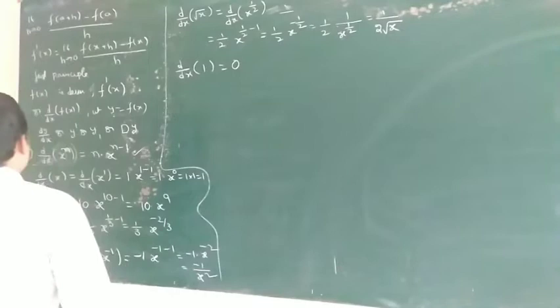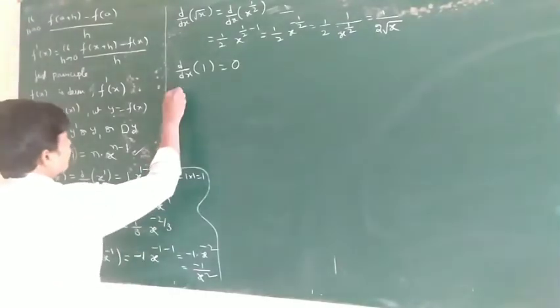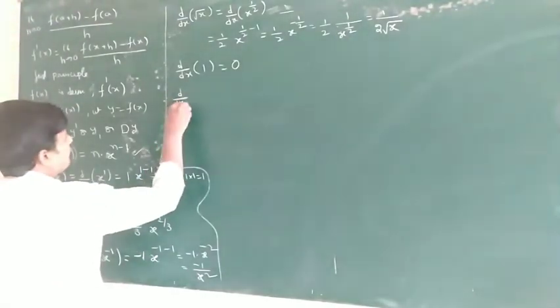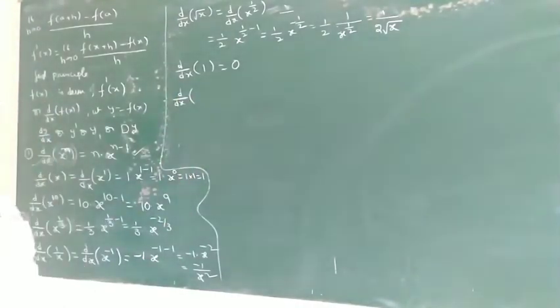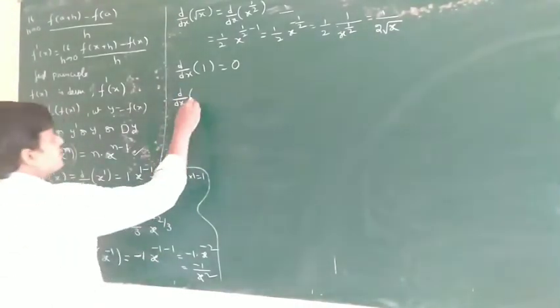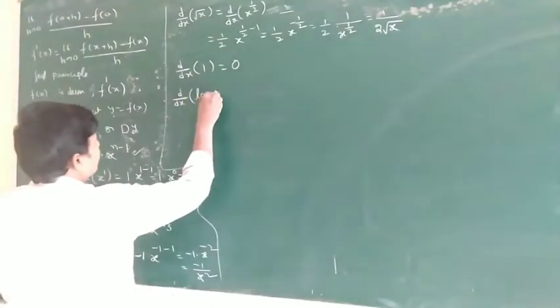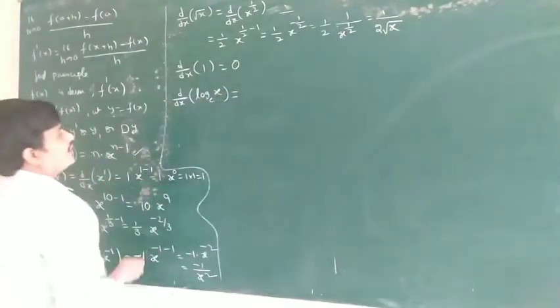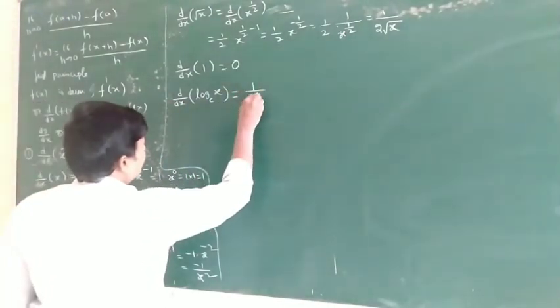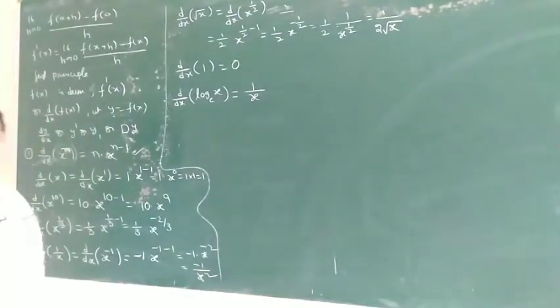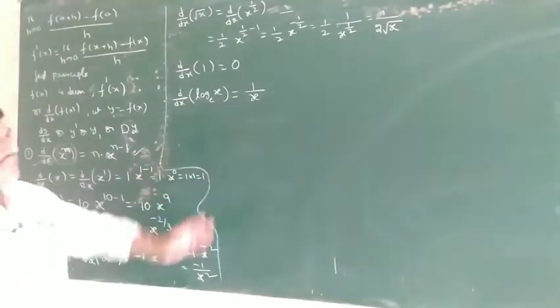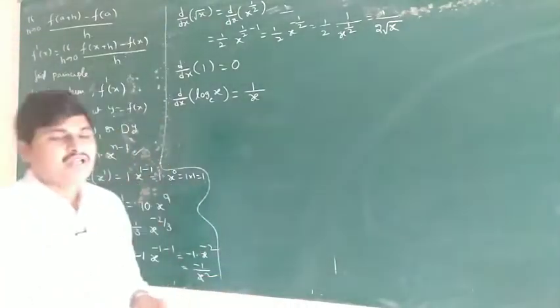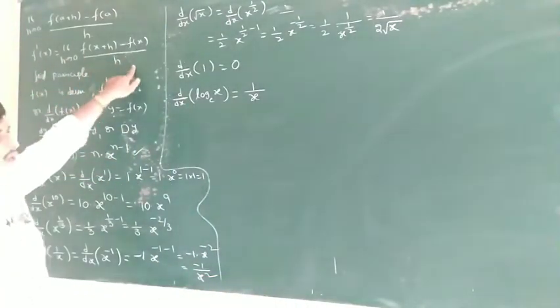Next, derivative of x power n. Next formula: algebraic completed, next logarithms. Derivative of log x to the base e is equal to 1 by x. These all have proofs: derivative of x is equal to 1, derivative of x power n, derivative of log x is 1 by x, all have proofs by using the first principle formula.